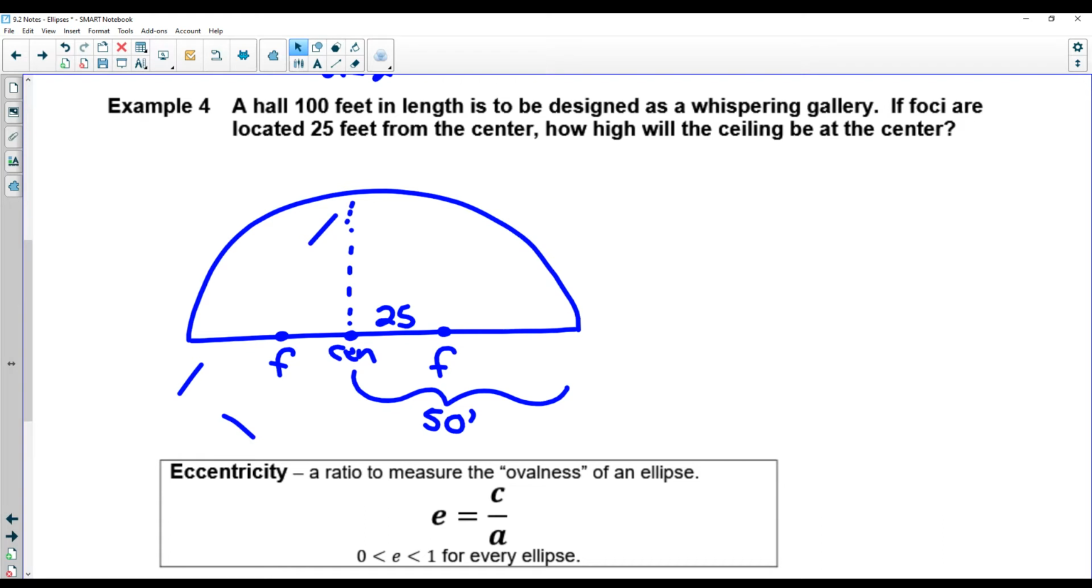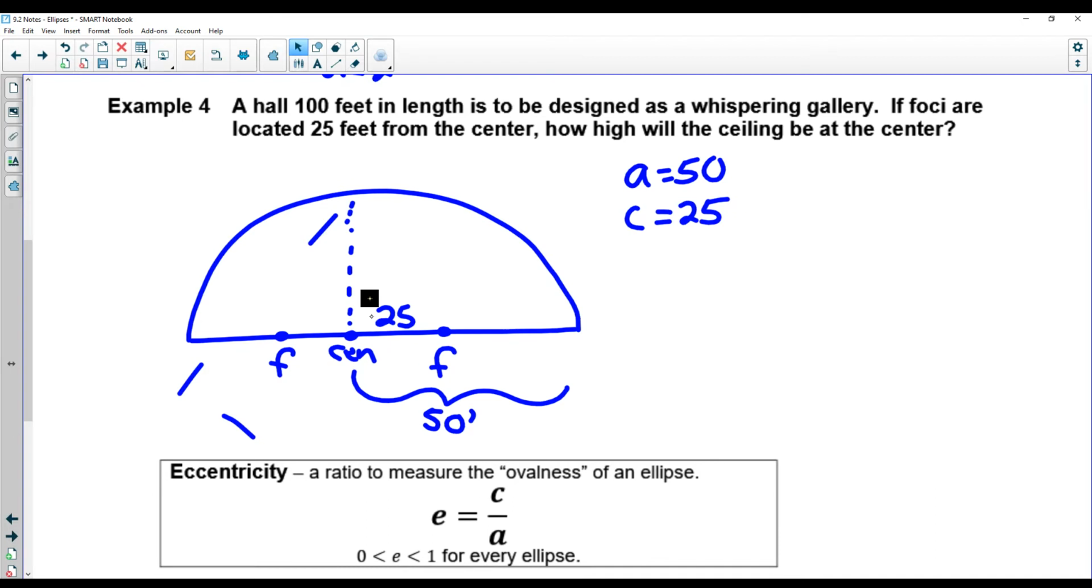You got to connect this and make it into ellipse terms. My 50 is just the A value. The major axis is across here. The reason I know it's the major axis is because the foci are on it. It has to be the major axis because foci are always on the major axis. So I've got A is 50. And I also know that C is 25. The length from the center to the focus is 25.